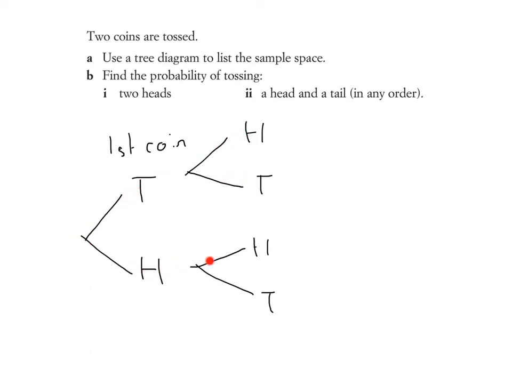And we have a total of 4 different outcomes, and they're all equally likely. That's an important thing about this tree diagram. I don't need to write any probabilities underneath it because they're all equally likely outcomes.